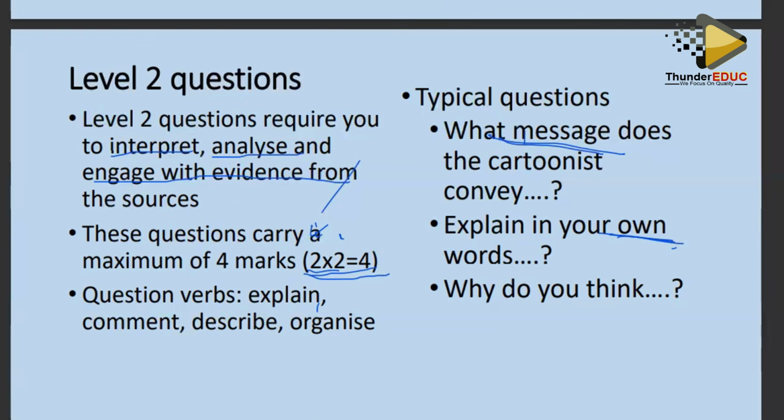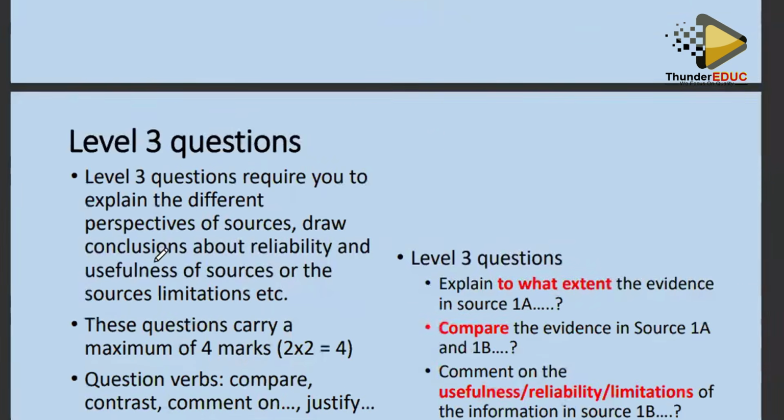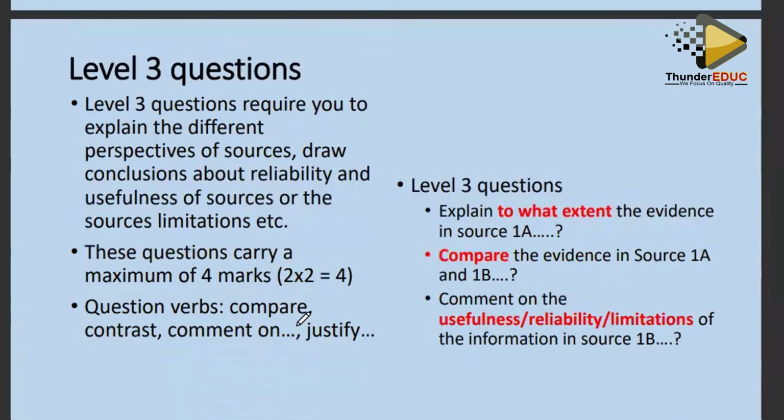Right, we move on to the next type of questions. This is level 2. We go to level 3. Level 3 questions require you to explain the different perspectives of sources. We are saying historians sometimes use different perspectives in portraying the same historical event. We have a particular historical event that happened, which is interpreted by different historians. They give us different information, but they are telling us about the same historical event. But the way they are portraying that event, given their perspectives, they are giving us different information.